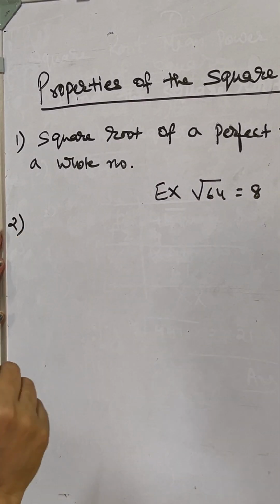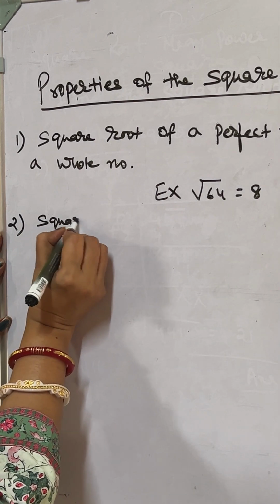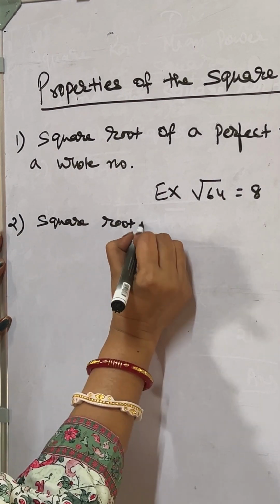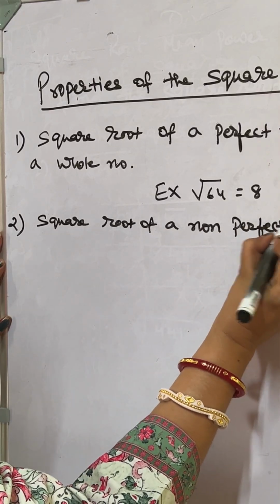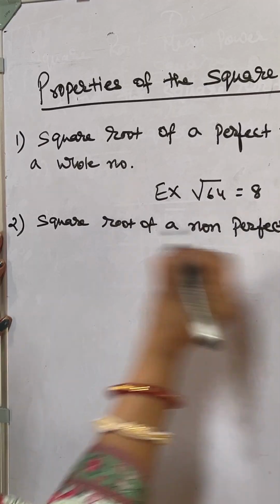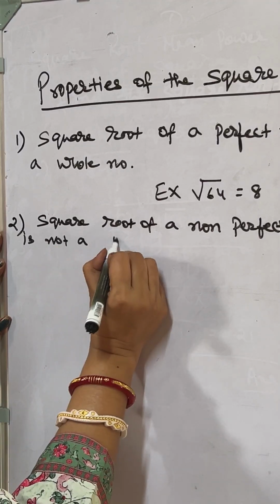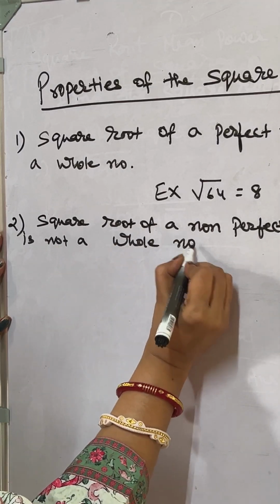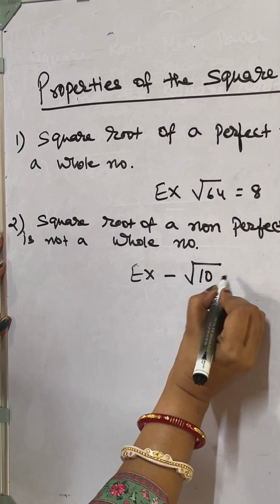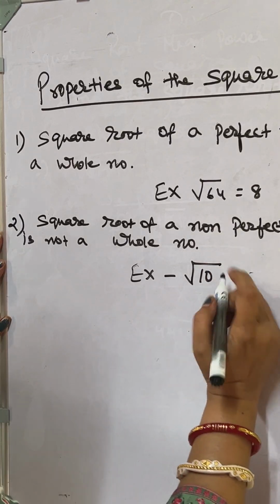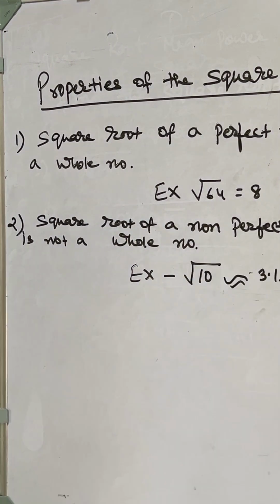Now the second one is: the square root of a non-perfect square is not a whole number. Example, root 10 is approximately 3.16. So it is not a whole number.